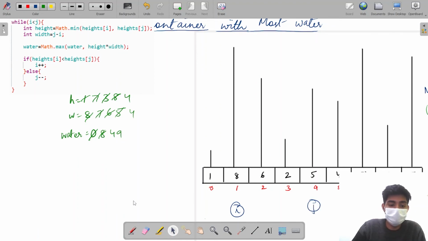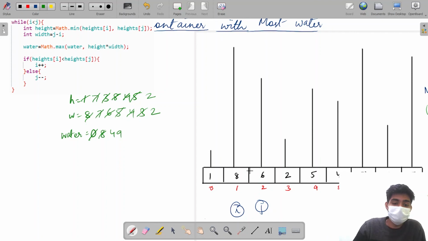Then I have 8 and 5. 5 is smaller. My height will be 5. I have my width as 4 minus 1, 3. 5 3s are 15. It won't change. j is smaller, so it will reduce. I have 8 and 2. 2 is smaller, and my width is going to be 3 minus 1, which is 2. So my new water will be 4. 4 is not greater than 49. So I will reduce my j again because it is smaller.